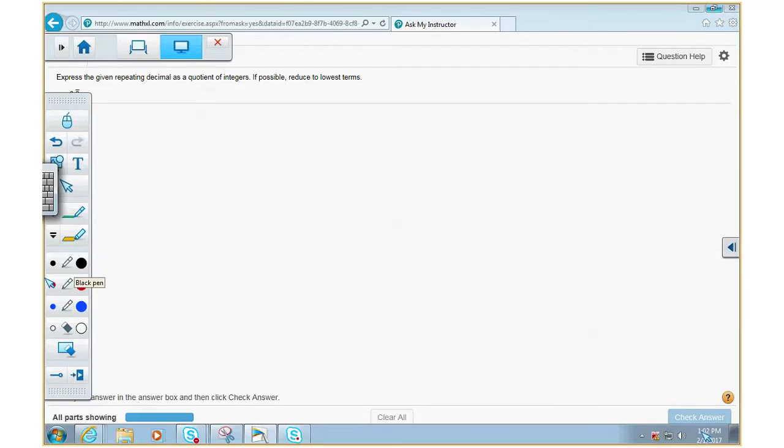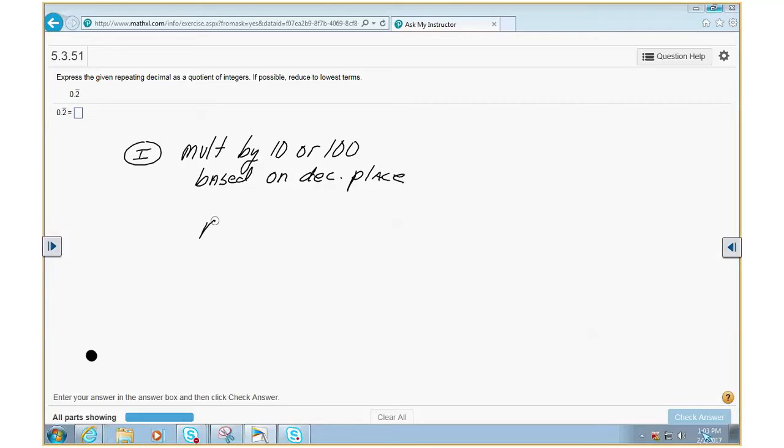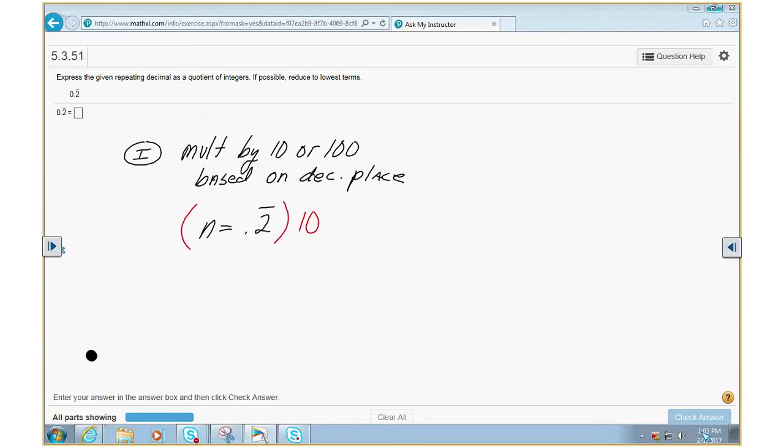There's two or three steps. Step one is multiply by 10 or 100 based on decimal place. So what, this problem starts off in the what position? 10. So you multiply by 10. So that would give us n is equal to 0.2 repeating. So I'm going to multiply by 10. And that'll give me 10n is equal to 2.2 repeating.